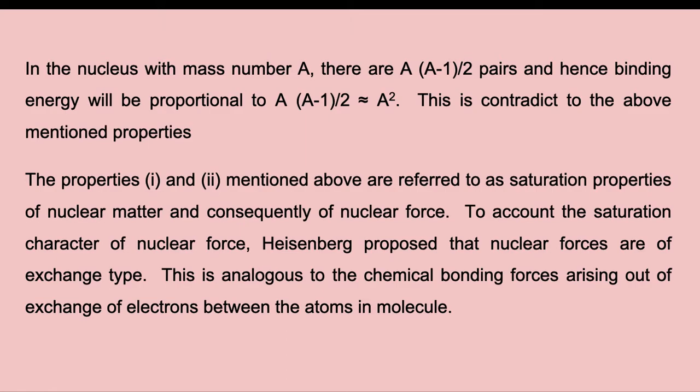That means binding energy is the energy you are getting due to the interaction of nucleons, and you can have this A into A minus 1 divided by 2 number of pairs. So when the number of pairs increases, there will be more binding energy. That is the concept. That is why you can say that binding energy is proportional to A square. But if binding energy per nucleon is constant, which means that binding energy is proportional to A.